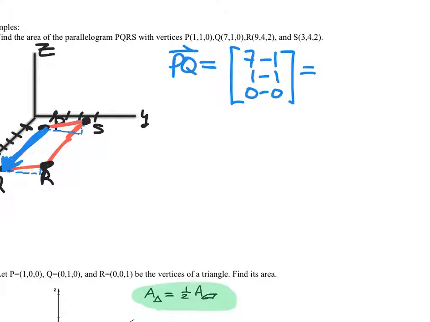Now all I need are two consecutive vectors that make up the parallelogram, because after that I'm going to find the magnitude of the cross product. So 6, 0, 0 seems to be one dimension unless I screwed it up. PQ, 7 minus 1, 1 minus 1, 0 minus 0. So that's not bad. I can work with that. And then I'll go P to S.